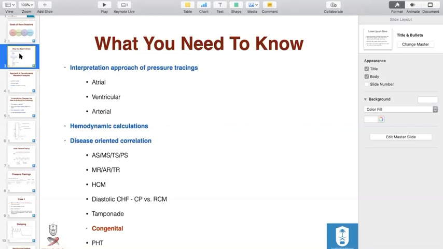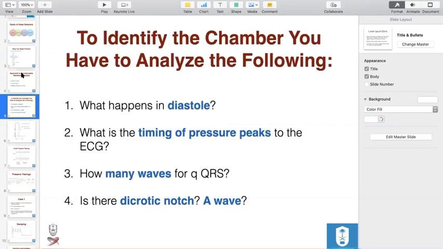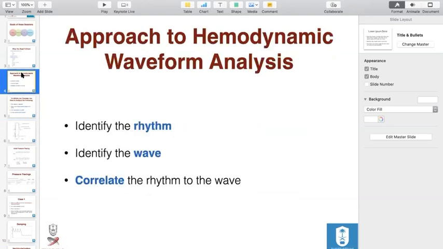Remember the hemodynamic calculations. My colleague is going to present it, and develop a disease-oriented correlation. Understand how hemodynamics are revealed in each pathology, and if it's mixed, like we saw in mitral stenosis complicated by mitral regurgitation. Then go with a methodology of approach to waveform analysis, going over the rhythm, the wave, the correlation between the two, and then answer the four questions to identify which chamber you are in, and then correlate to find the pathology accordingly. Thank you very much for your time.